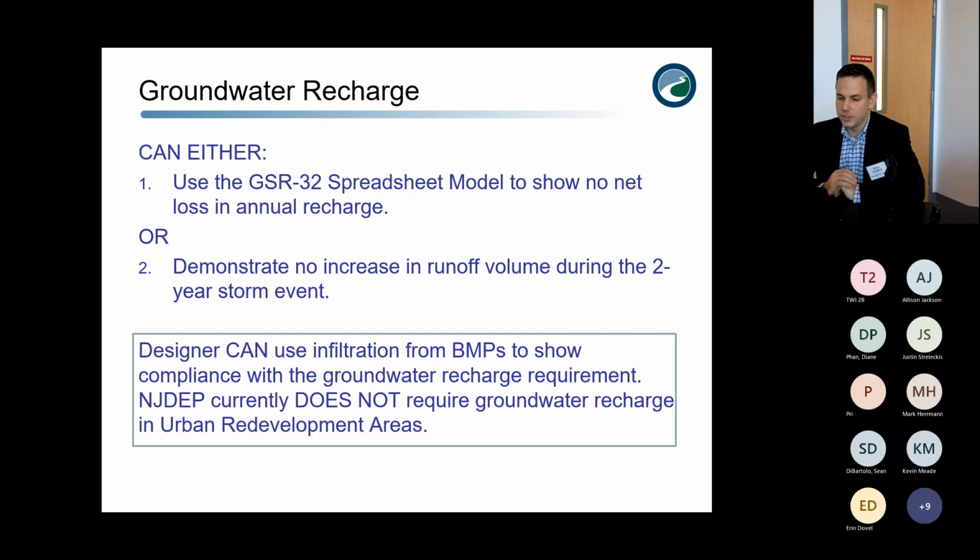The second option is you can demonstrate that there's no increase in runoff volume during the 2-year storm event. So that would be using more of a modeling hydrology approach to demonstrate that there's no increase in runoff volume. Designers can use infiltration from BMPs to show compliance with this requirement. And there are some cases where this is not required. There's exemptions for it, and one is in urban redevelopment areas.